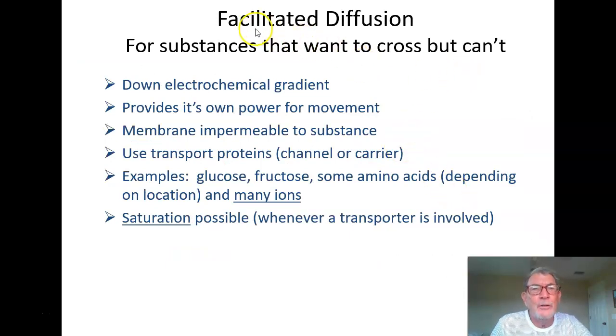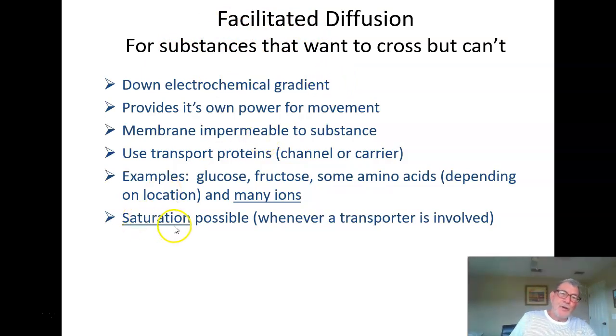Facilitated diffusion is for things that still will go down that gradient. They'll go down the gradient from high pressure to low, from high concentration to low concentration, from being pushed by electricity. You know, positive charges repel and opposite charges attract. So that might be a charged particle that's being pulled this way by electrical charges. But it can't cross unless you open a hole. Facilitated diffusion: you open a hole and let it go through.